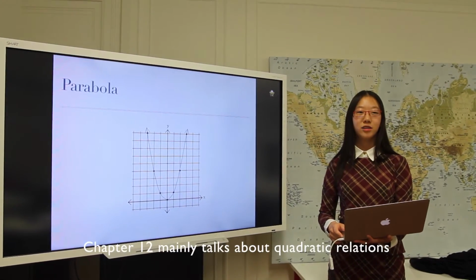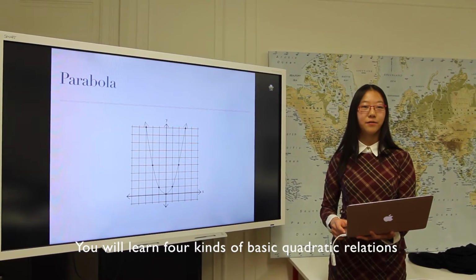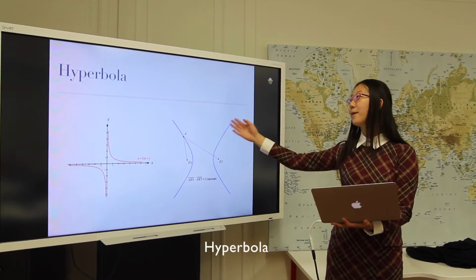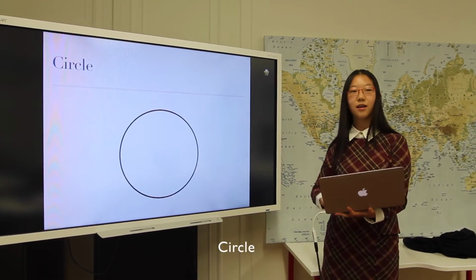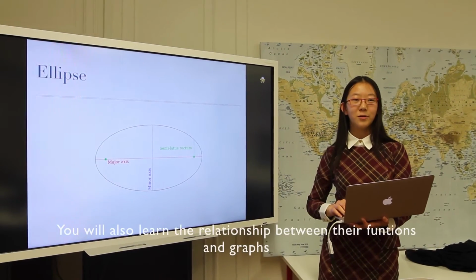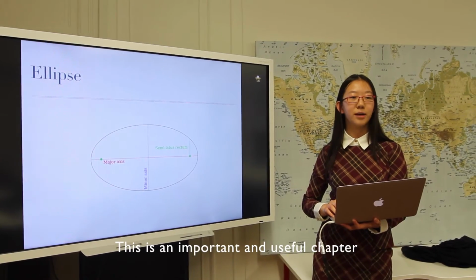Chapter 12 mainly talks about quadratic relations. In this chapter, you will learn 4 kinds of basic quadratic relations: parabola, hyperbola, circle, and ellipse. You will also learn the relationship between their functions and graphs. This is an important and useful chapter.